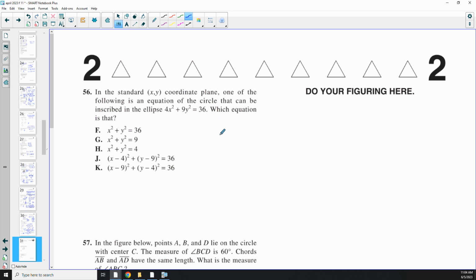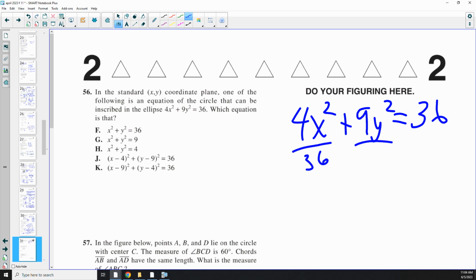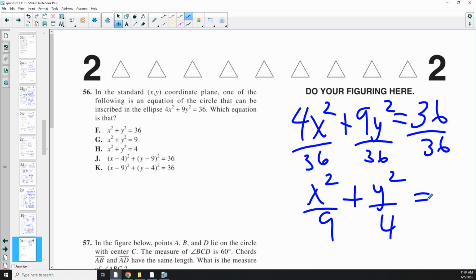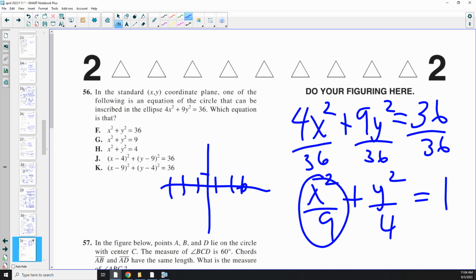This is an ellipse, and ellipses are supposed to be divided by the 36 to get the intercepts. This would be x squared over 9 plus y squared over 4. That would give you an x stretch of 3 and a y stretch of 2, and your ellipse would look like that.